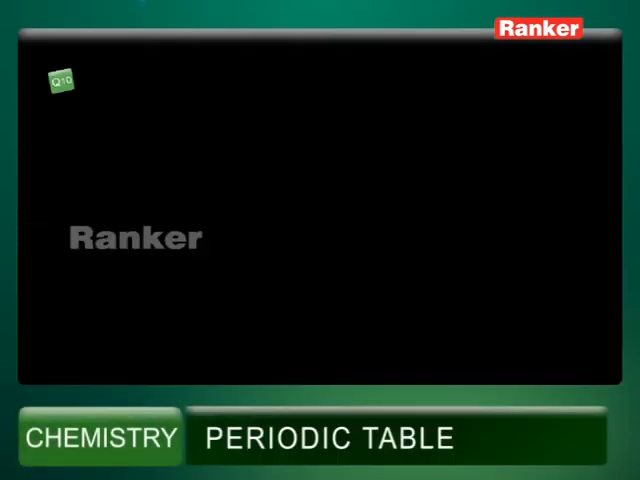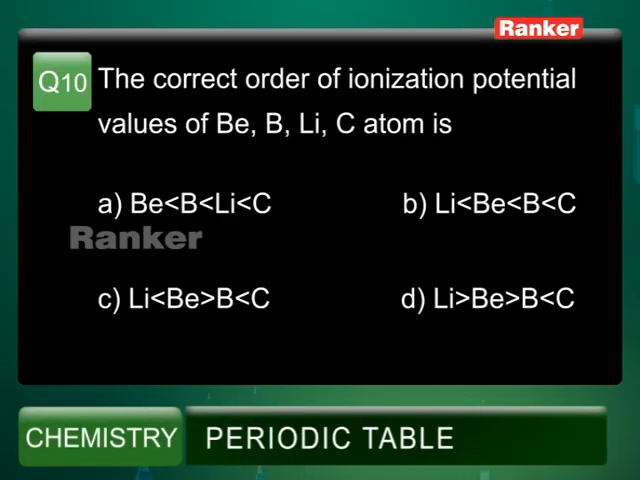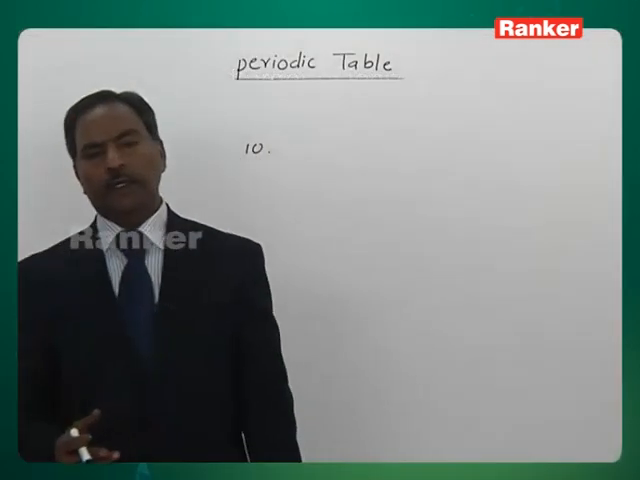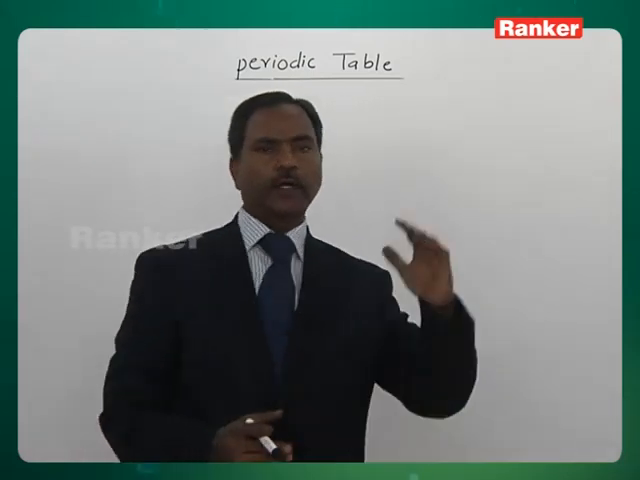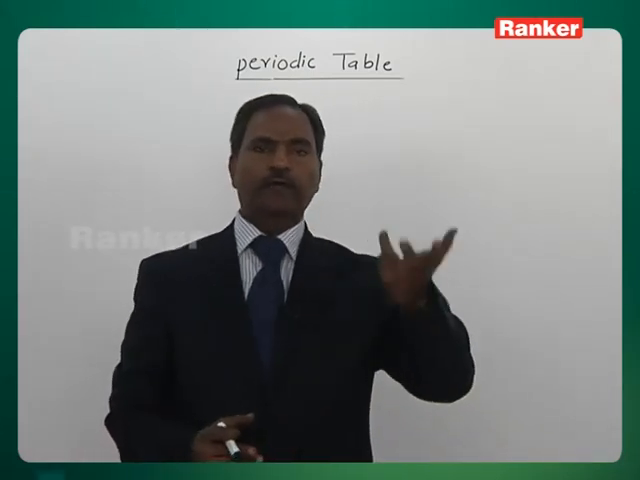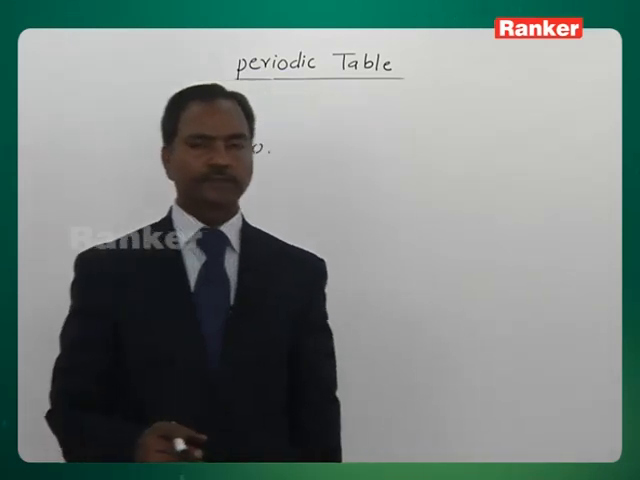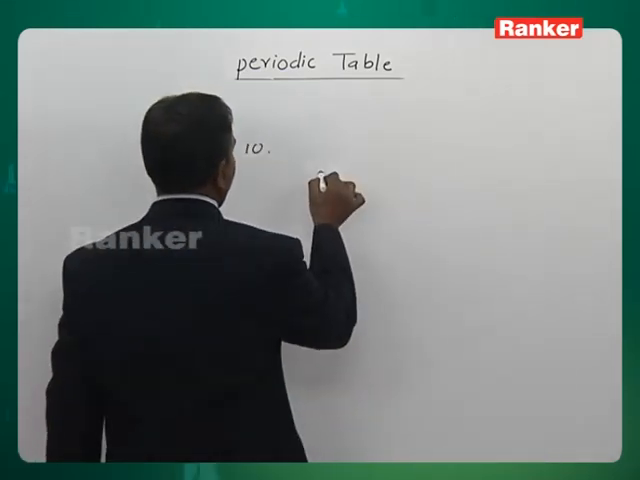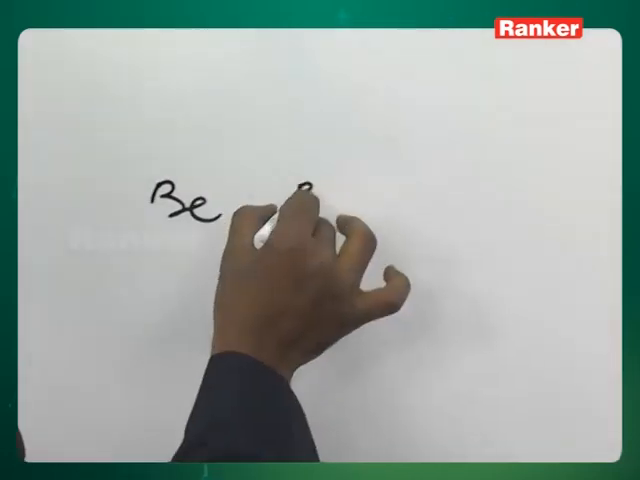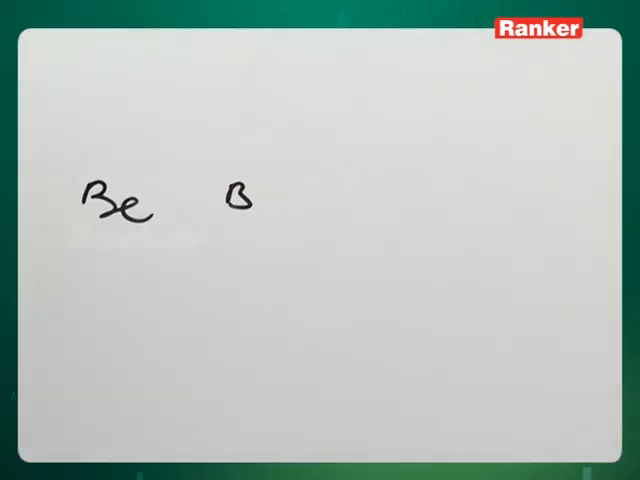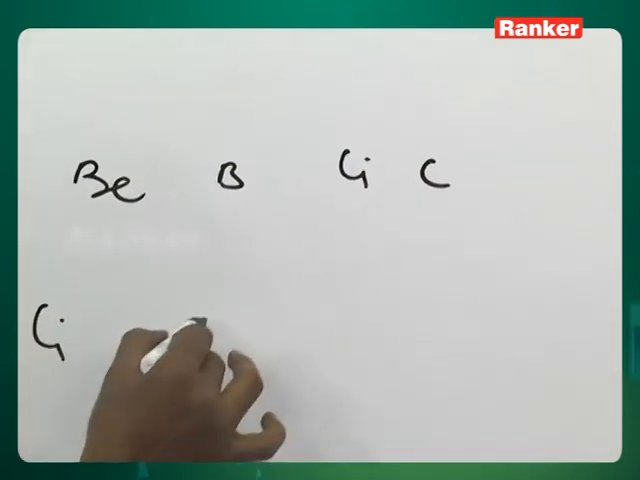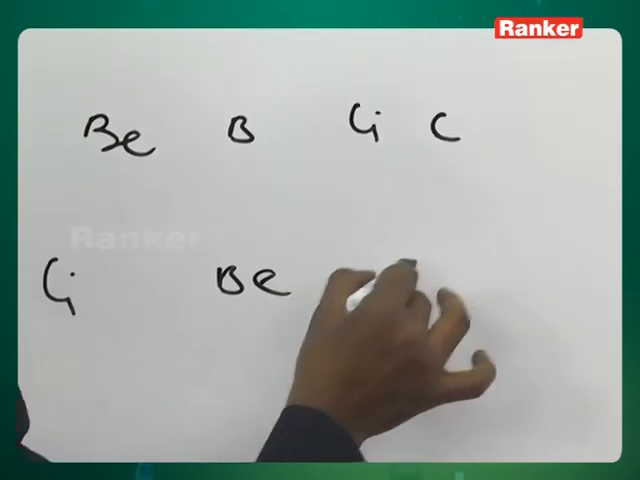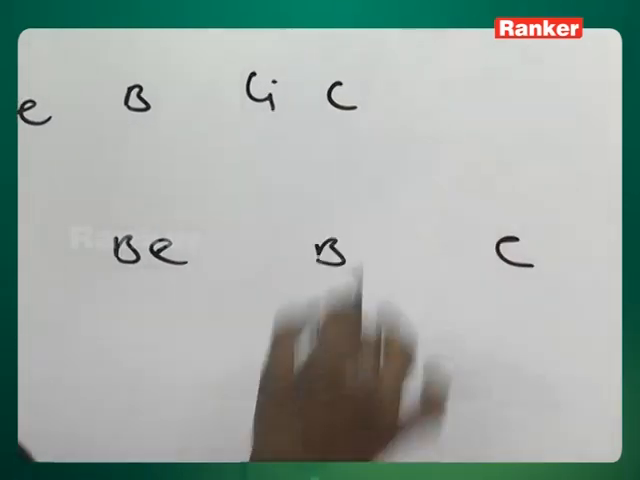See question number 10. The correct order of ionization potential values of beryllium, boron, lithium and carbon atoms is. Wherever the ionization potentials are given, check their configuration. According to their configuration, their stability of configuration, we can decide the IP values. Beryllium, boron, lithium and carbon. Let us put in the order: lithium, beryllium, boron and carbon.